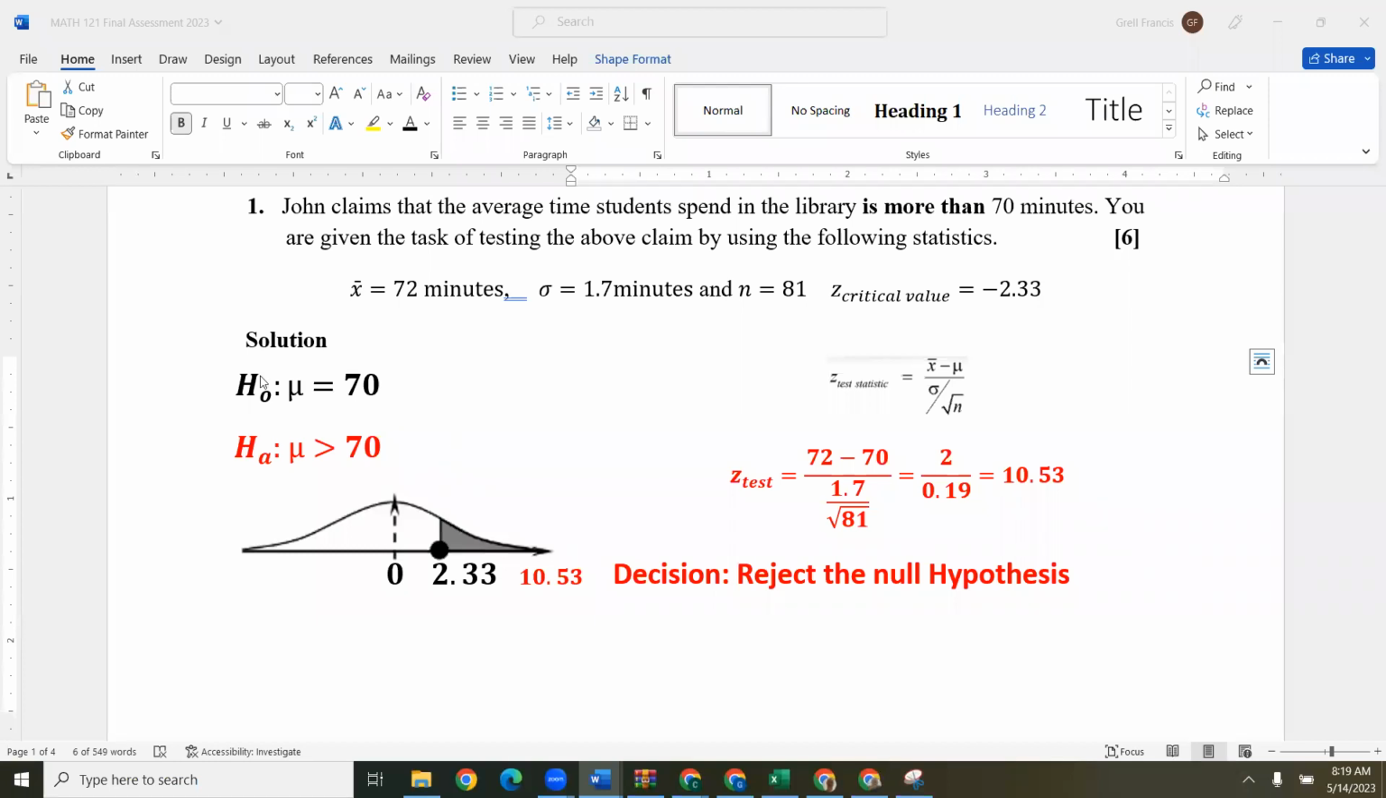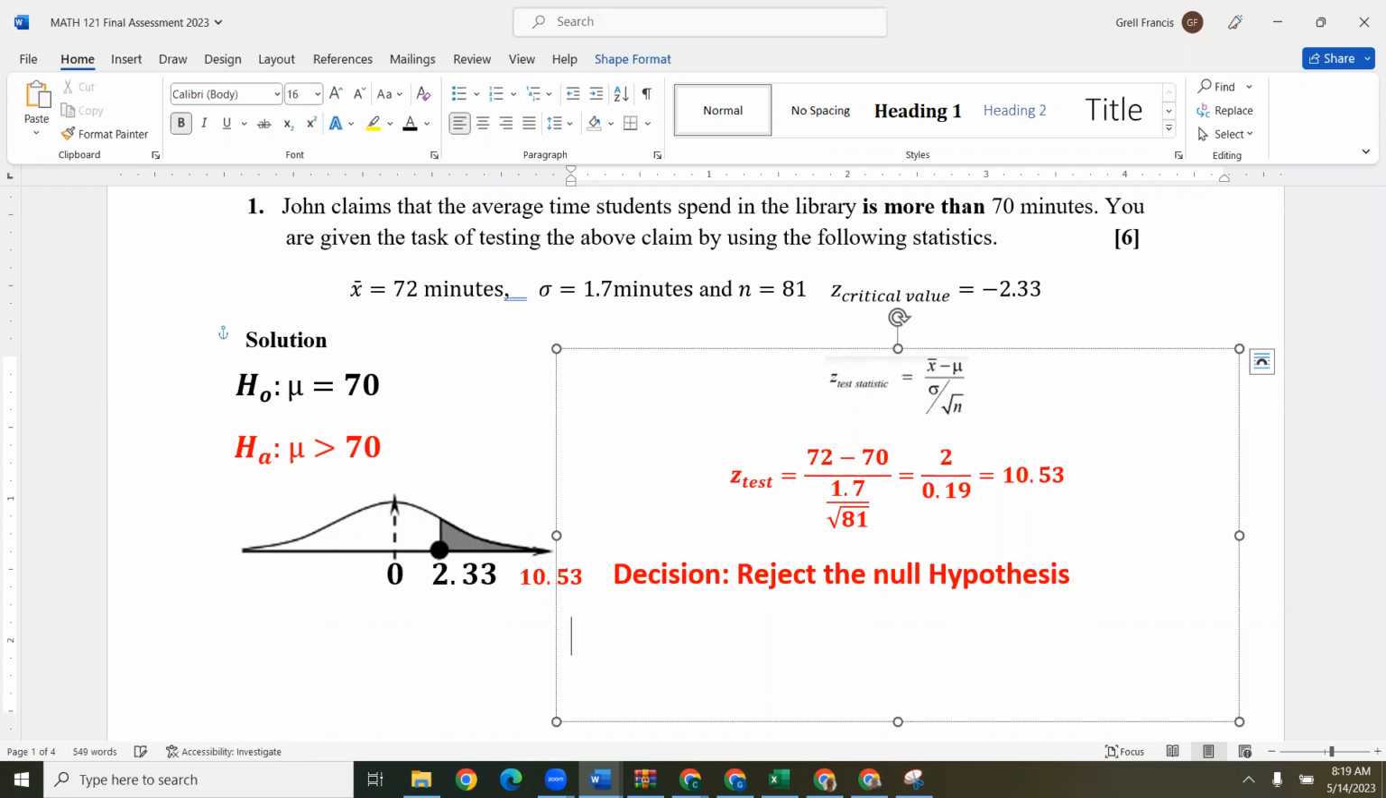So here are the two statements, the null and the alternative. The null is saying that the mean is equal to 70. The alternative is saying no, the mean is more than 70. We have rejected the null, so therefore we have to conclude that the mean is more than 70, according to what the alternative statement is saying.